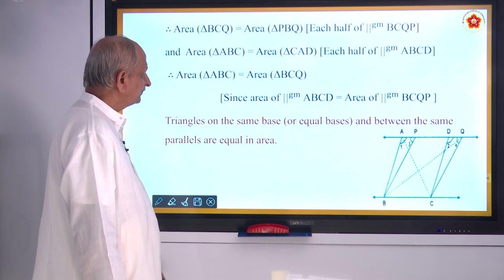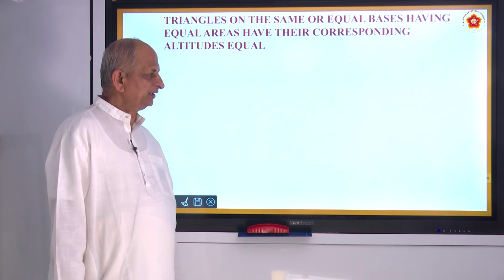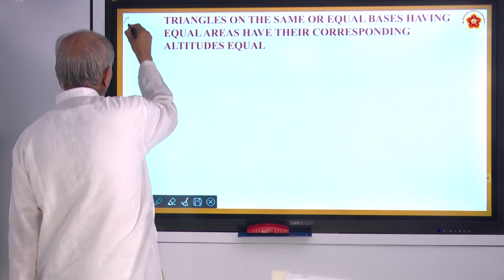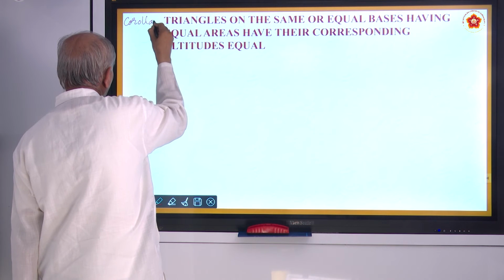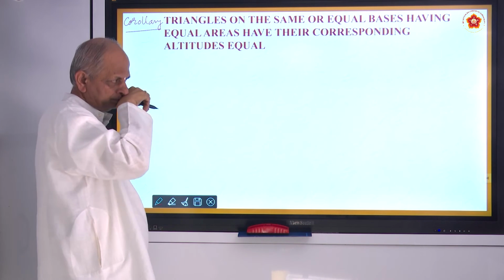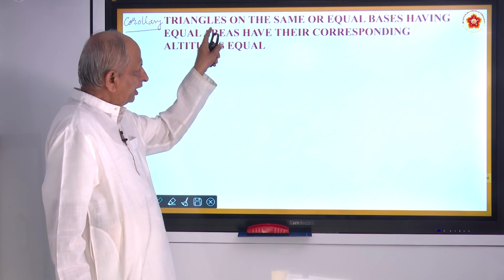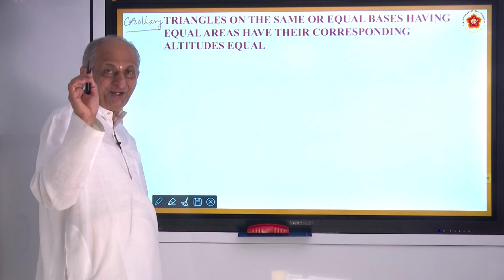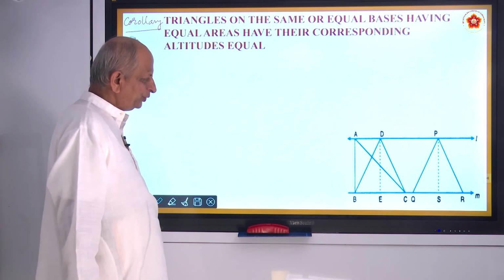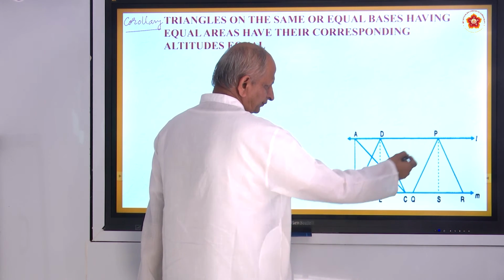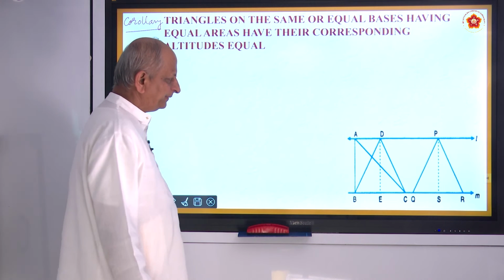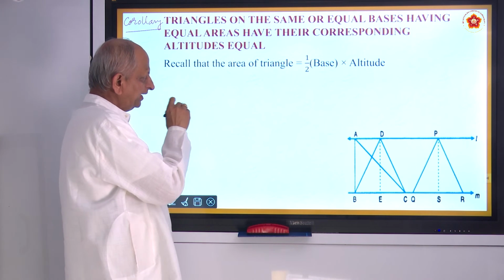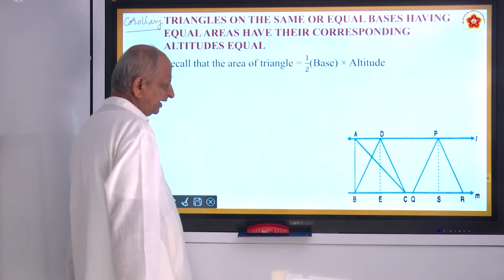So know it correctly. Now we will see one of the corollaries based on that. It is called a corollary. It is not a theorem, it is a branch of the theorem. Triangles on the same or equal bases having equal areas have their corresponding altitudes equal. What do you mean by altitudes? Nothing but height. These are heights or altitudes. So DE and PS are called altitudes. If the areas of the triangles are equal, area of triangle is half base into altitude or height.